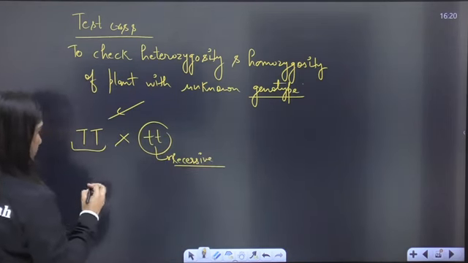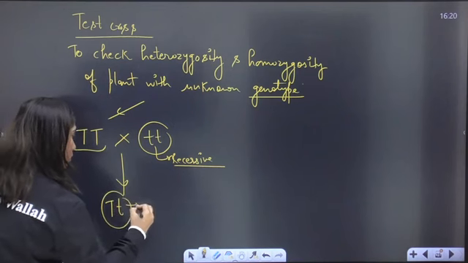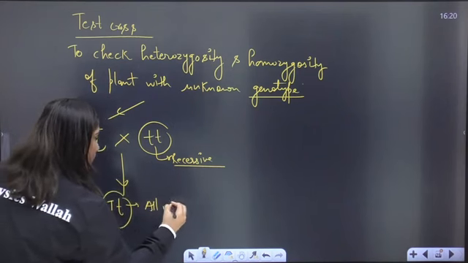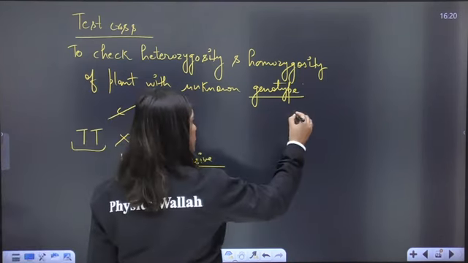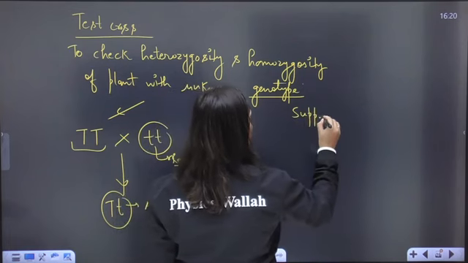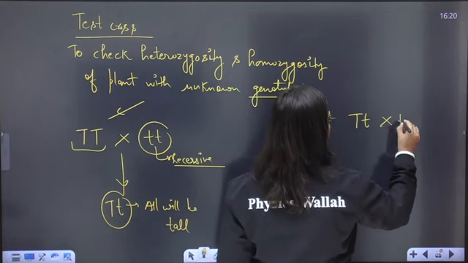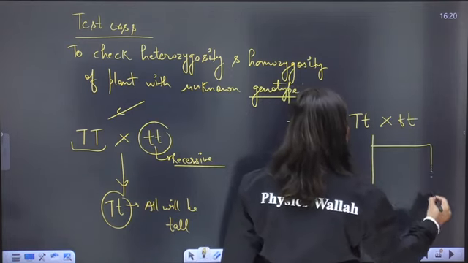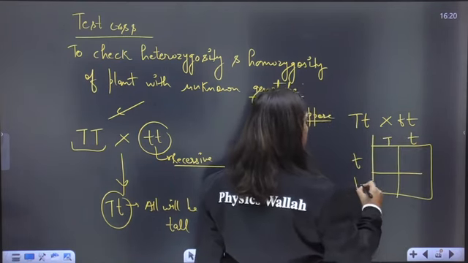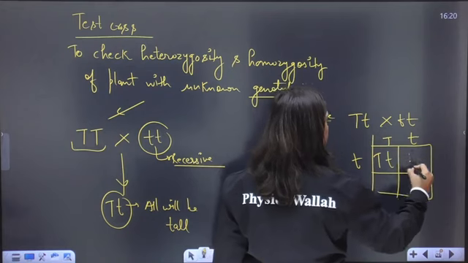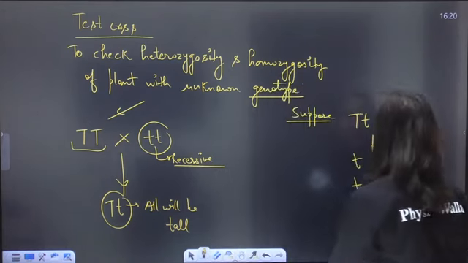then what will be the result, beta? What will be the result? All will be tall. All will be tall. And if suppose the genotype of the plant was capital T small t, then what will be the result? The result will be capital T small t, capital T small t.